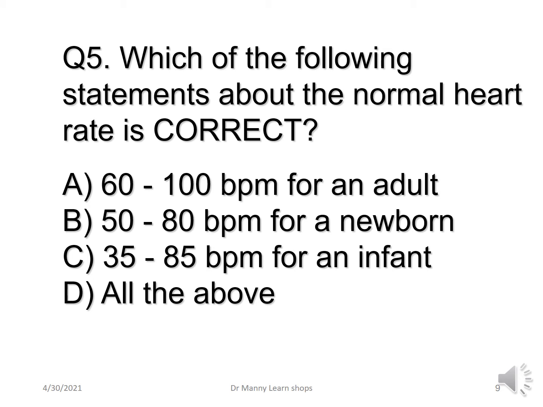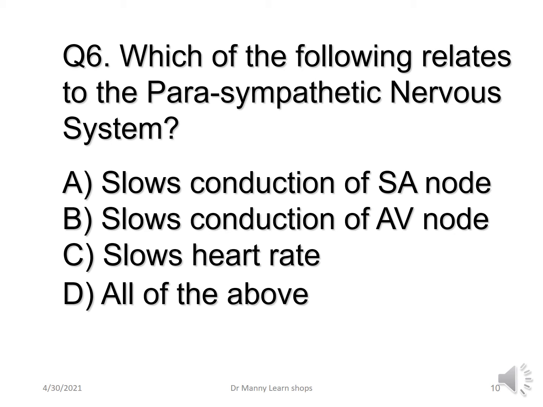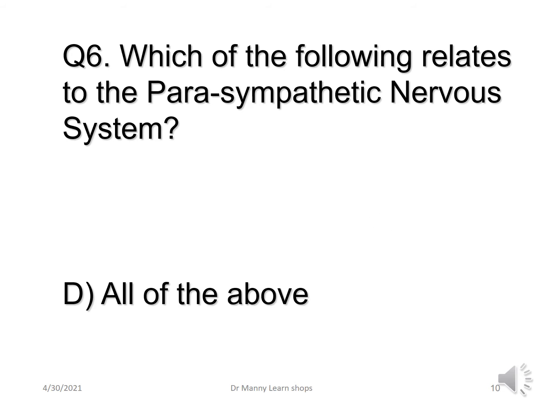Which of the following statements about the normal heart rate is correct then? A, 60 to 100 for an adult, B, 50 to 80 for a newborn infant, C, 35 to 85 for an infant, or D, all of the above? Well, the correct answer is A, 60 to 100 beats per minute. Which of the following relates to the parasympathetic nervous system? A, it slows conduction of the SA node, slows conduction of the AV node, slows the heart rate, or all of the above? Well, it does all of the above.